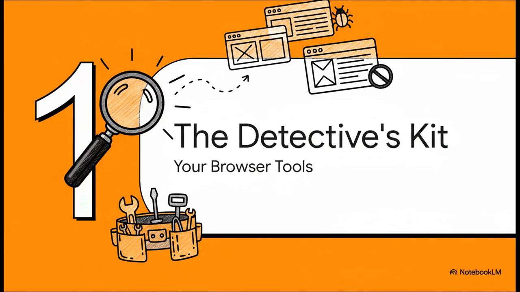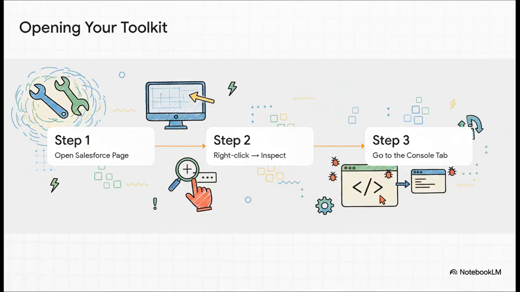So every good detective needs a kit full of tools, right? For us as LWC developers, our most important toolkit is already built right into our web browser. Because Lightning Web Components run on the client side in the user's browser, that's exactly where our investigation has to start. And getting into this toolkit is ridiculously easy. Seriously, all you have to do is go to the Salesforce page where your component is, then just right-click anywhere on the page and hit Inspect. A new panel will pop up, and all you have to do is click on the Console tab. That's it. This console is basically your command center for figuring out what's going on.